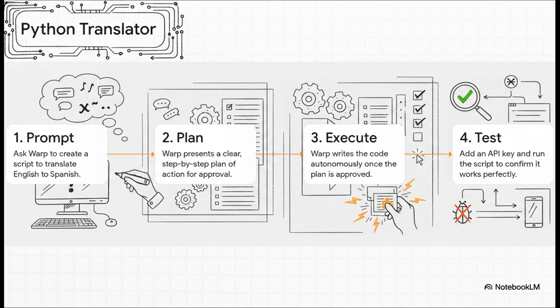You just start with a natural language prompt, just type what you want. Warp takes that, analyzes it, and comes back with a clear step-by-step plan. If it looks good to you, you approve it, and bam, Warp executes the plan and writes all the code for you. In just a few moments, you have a working script that's ready to test. It's so simple, clean, and just unbelievably fast.